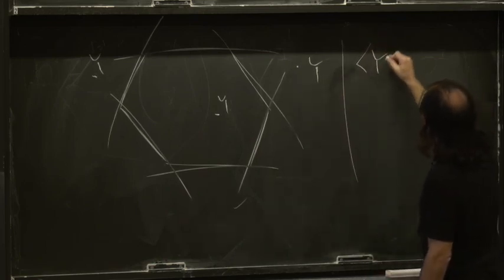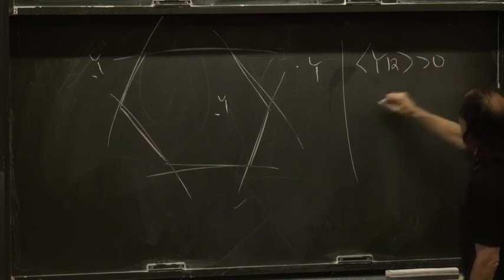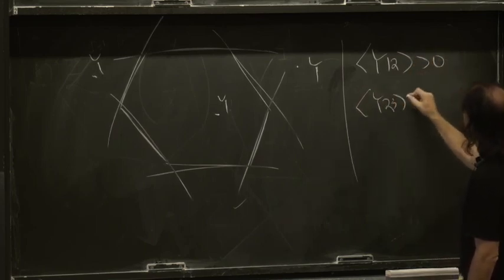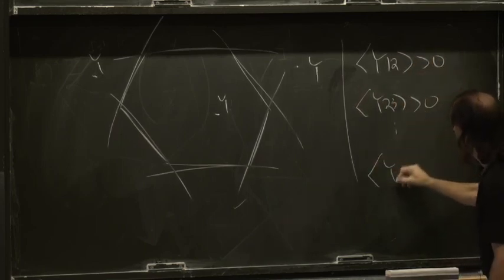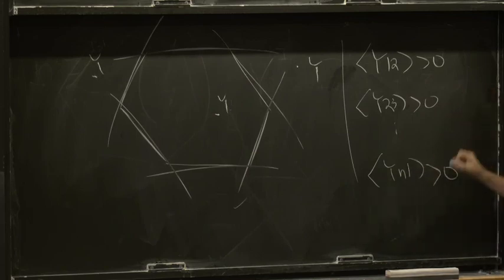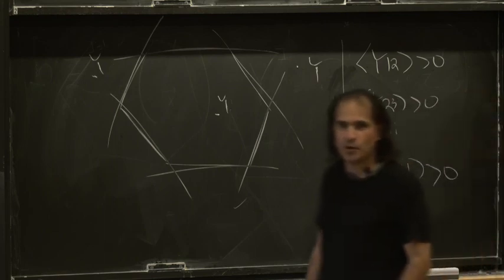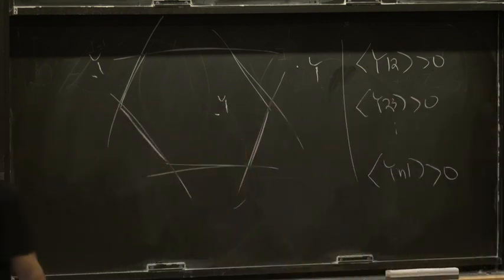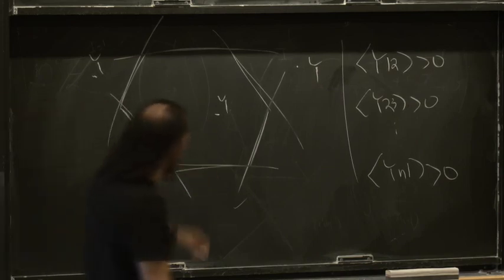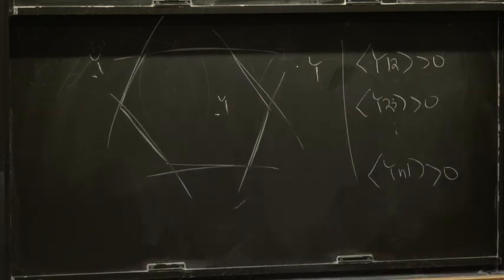I just have to say that these brackets <y 1 2> are positive, <y 2 3> is positive, and so on, <y n 1> is positive. And now this is something that the blind person could check just by computing a bunch of determinants. So you can check whether you're inside the polytope if you're on the right side of all of these inequalities.